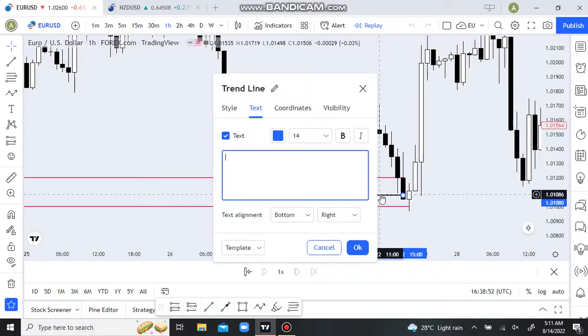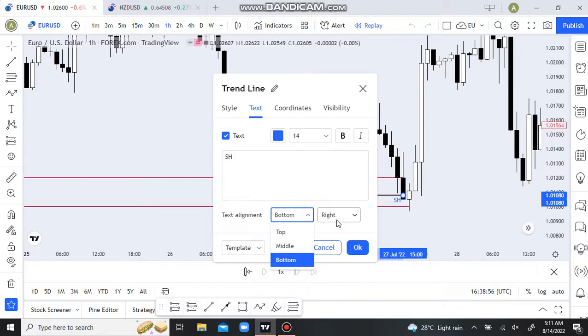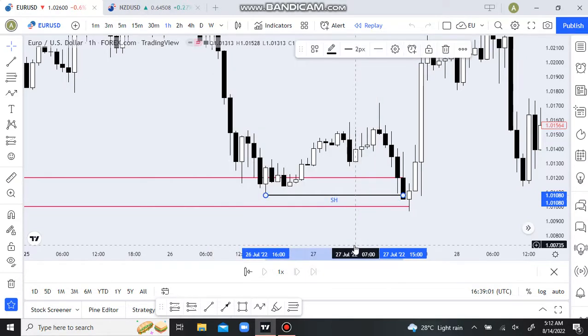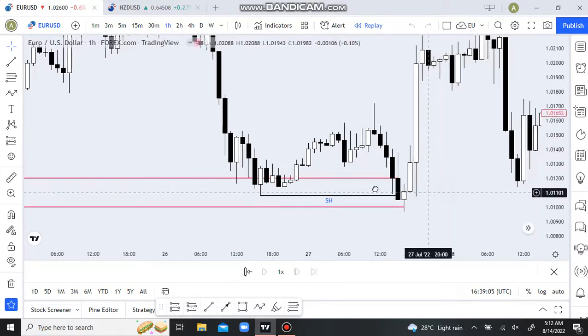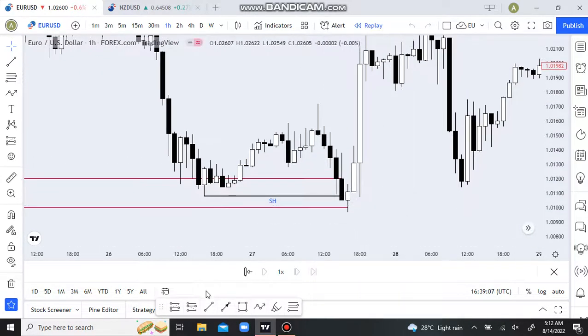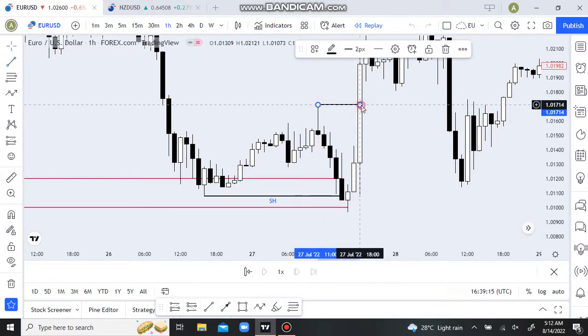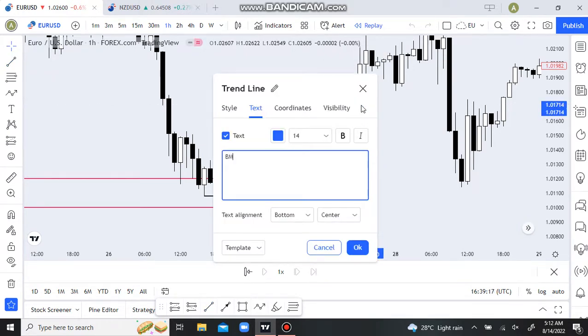So I will label this as my stop hunt. Okay, stop hunt. Those who were trying to buy early, they got stopped out. And so after the stop hunt, I'm looking forward to breaking market structure. Do I have it? Yes, right here, a break in market structure. I'll denominate that as BMS. Okay, break in market structure.